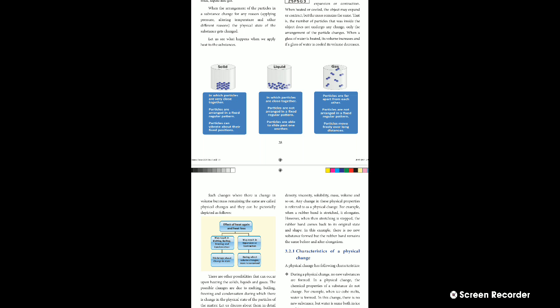The next topic is physical changes. So what is a physical change? Physical changes are changes only in physical properties, with no change in chemical composition. No new pure substance is formed in a physical change. Physical properties include malleability, ductility, the ability to be drawn into wire, density, viscosity, solubility, mass, volume, and so on. Any change in physical properties is referred to as a physical change.